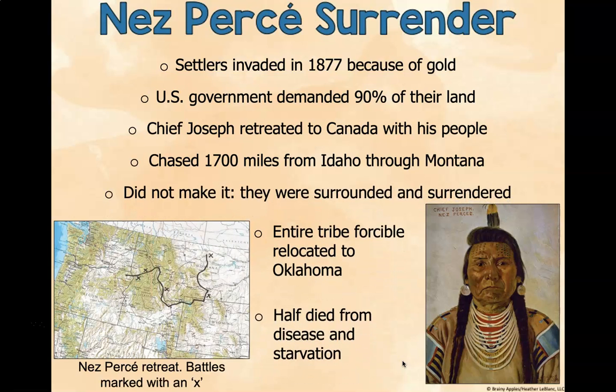All right, I think this is Nez Perce. Correct me if I'm wrong, I'm sorry. The surrender. So the settlers invaded in 1877 because of the gold. The U.S. government demanded 90% of their land. Chief Joseph retreated to Canada with his people, but they were chased 1,700 miles from Idaho through Montana. They did not make it. They surrendered.